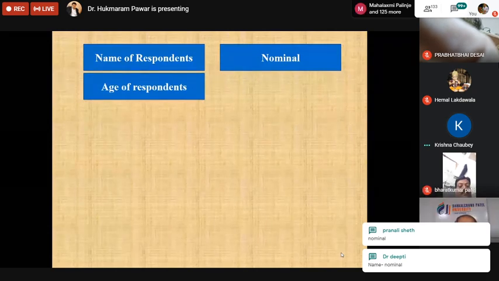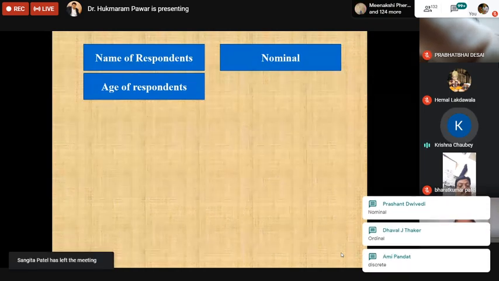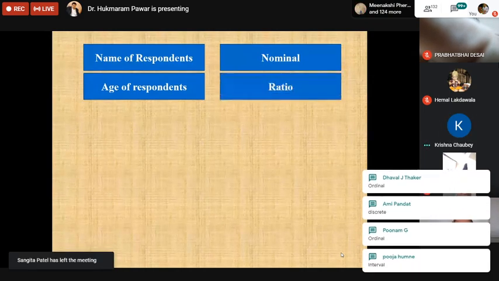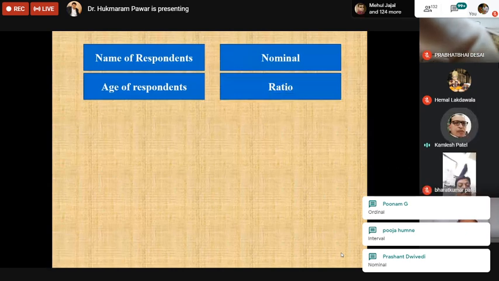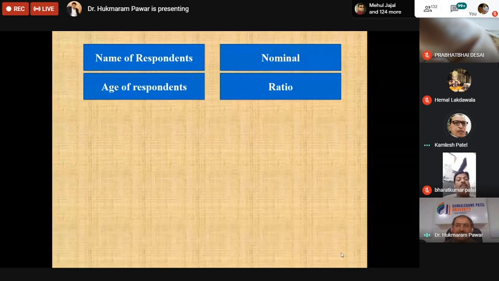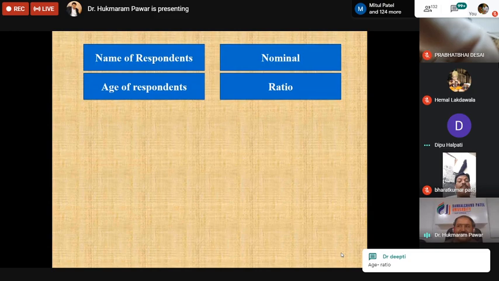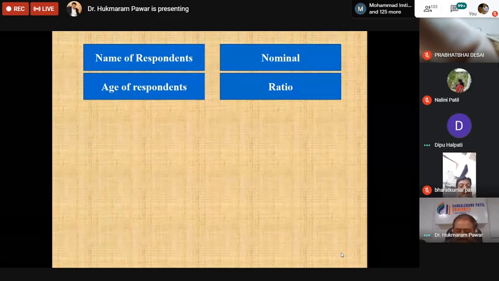The second is the age of respondents. Age is a ratio. You can say that 40 years of age is double 20 years of age. So age is a ratio kind of data.